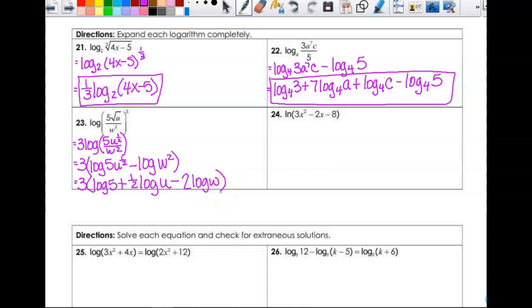But then I need to distribute my 3 to finish that up. So this gives me 3 log of 5 plus 1/2 log u. Oh no, it doesn't, because it's supposed to multiply by 3, like I just said. So 3 times 1/2 is 3/2 log of u minus, then 3 times 2 is 6 log of w. And that is my final answer.